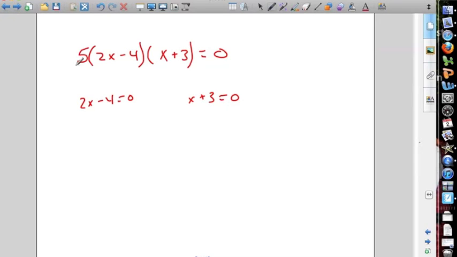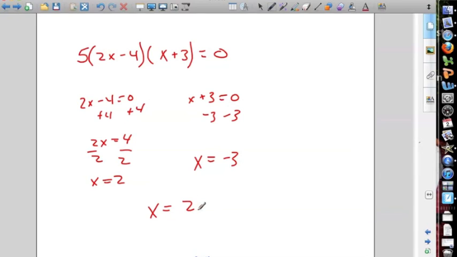The 5 is there. It's going to be 5 times whatever 2x minus 4 equals times whatever x plus 3 equals. What we're worried about then is if we're multiplying these three things together and getting 0, either the 2x minus 4 has to equal 0 or the x plus 3 has to equal 0. So I'm going to solve: add 4, 2x equals 4, divide by 2, x equals 2. Or I could subtract 3, x equals negative 3. Now you can give your answer as 2 comma negative 3. Make sure you don't put parentheses around it. As soon as you put parentheses around it, it becomes an ordered pair, and that is not what we want.